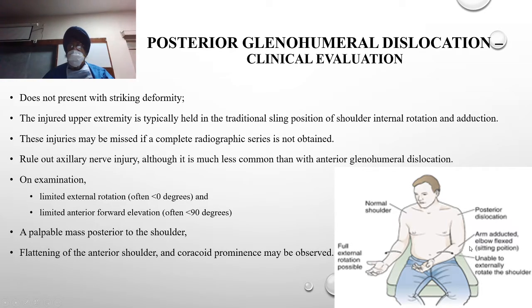So this is the position in which the limb is kept in posterior dislocation: arm adducted, elbow flexed, sitting position, unable to externally rotate the shoulder. On examination, there is limited external rotation, often less than 0 degrees, and limited anterior forward elevation, often less than 90 degrees. A palpable mass posterior to the shoulder is noticed. Flattening of the anterior shoulder and coracoid prominence may be observed.